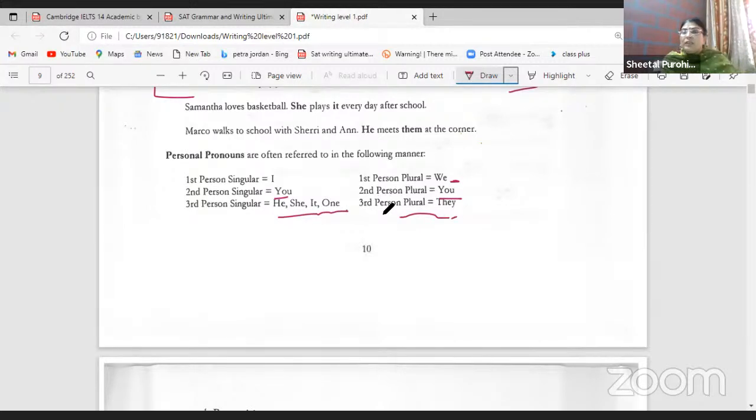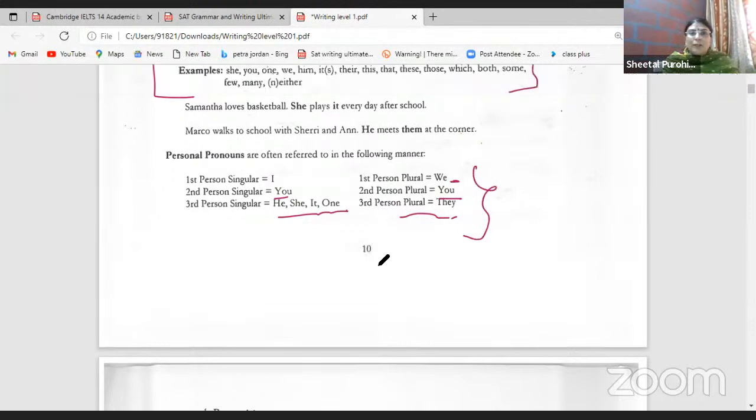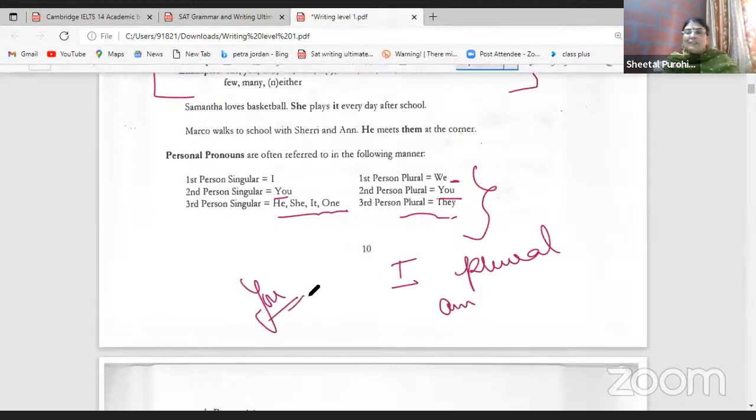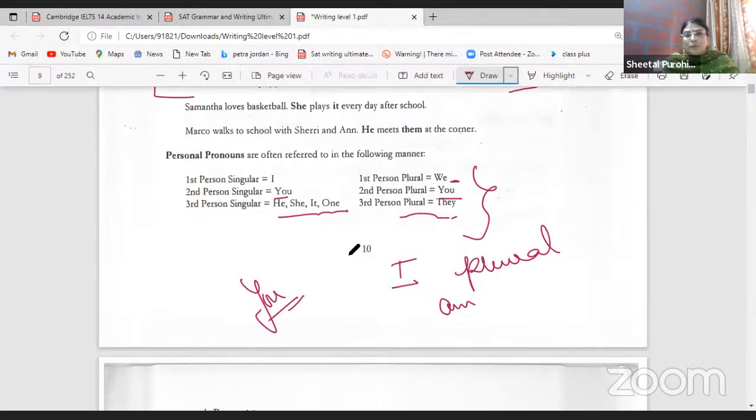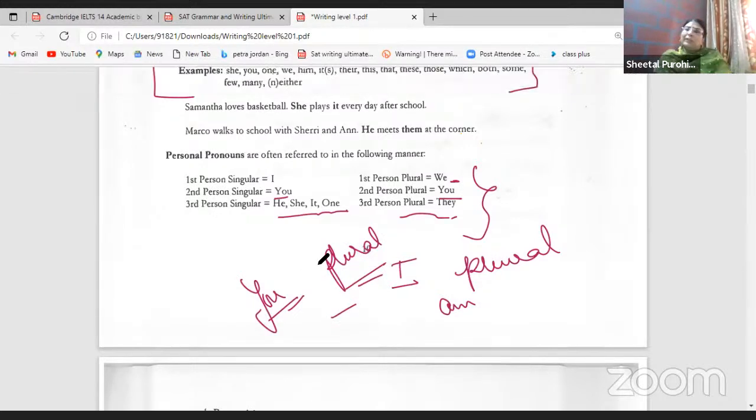You have to remember them because they will be useful in the subject-verb agreement. Just now I told you with I, we'll always use the plural form of the verb, plus we will use am. With you also, whether it is singular or plural, we'll always use the plural form of the verb. That is the reason you should know the subject-verb agreement rule is applicable only to the third person. So what are the third person? He, she, it, one. These are all your third person pronouns. Clear?